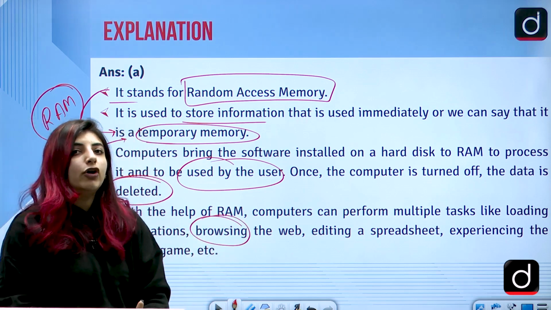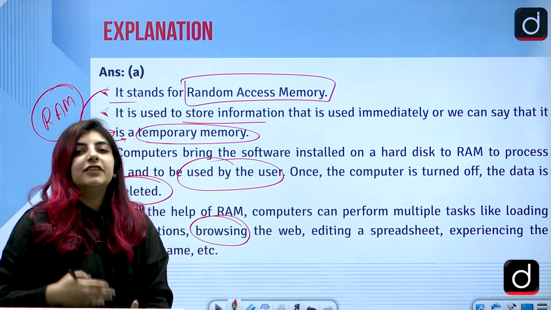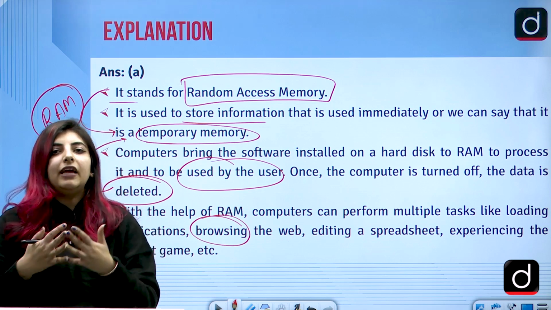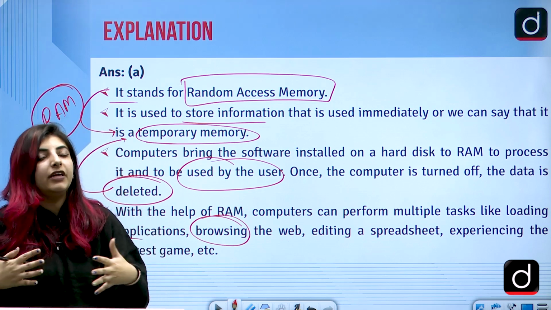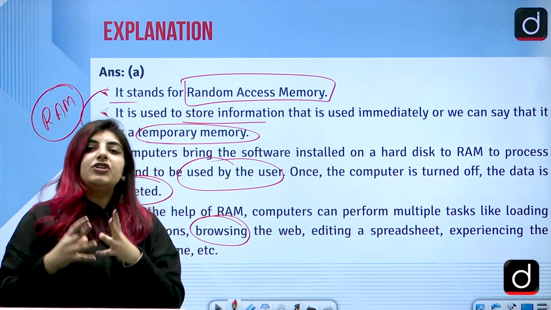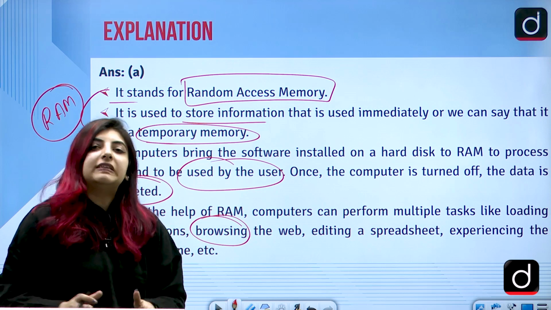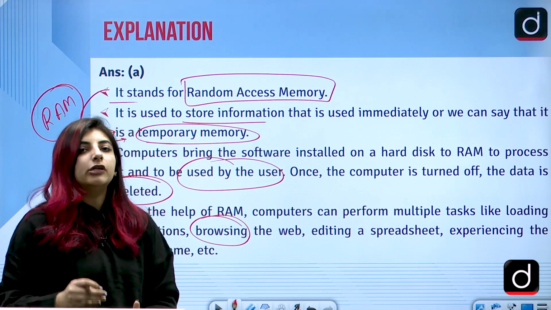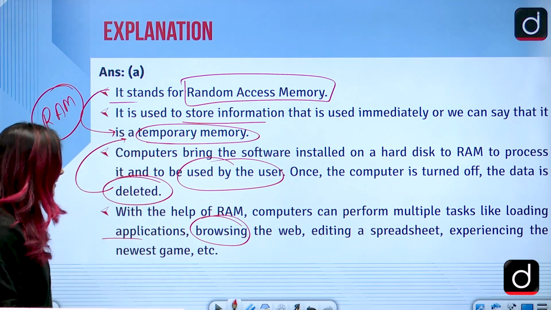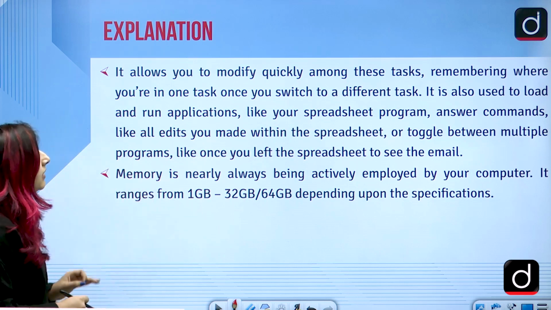So whatever documents, whatever programs we are supposed to run, they are run because we have RAM installed in our computer. Correct? But basically, if the RAM is filled up, even if we reach around 3.56 GB, but we have 4 GB as the RAM, our computer will slow down. So we'll have to have external RAM installed in our computer so that the speed and the efficacy of the computer improves. Correct? It allows you to modify quickly among these tasks.